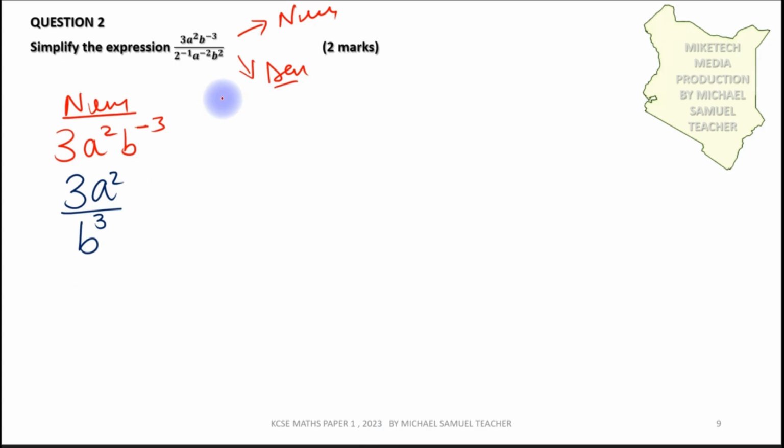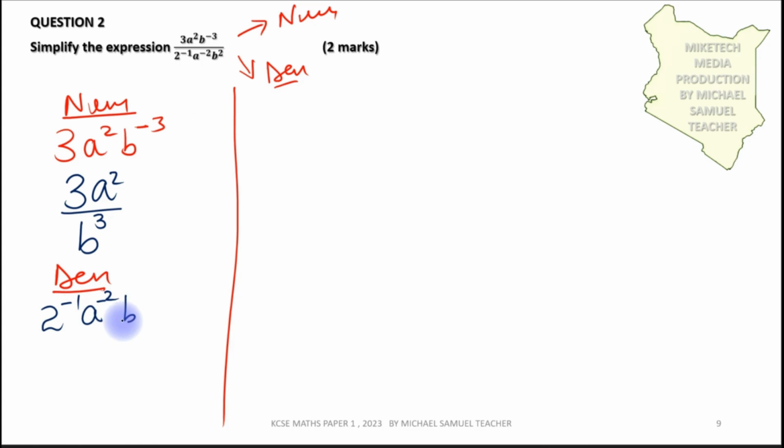And then for the denominator, whereby we have 2 raised to minus 1 times a raised to minus 2 times b raised to 2. 2 raised to minus 1 can be written as a half times 1 over a squared times b squared. So this is the same as b squared all over 2a squared.